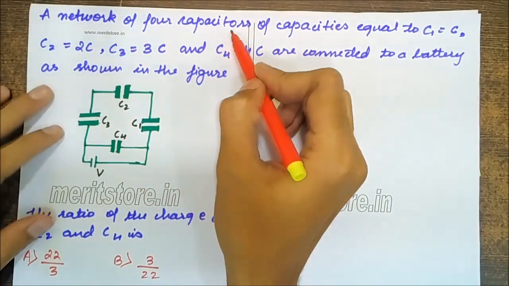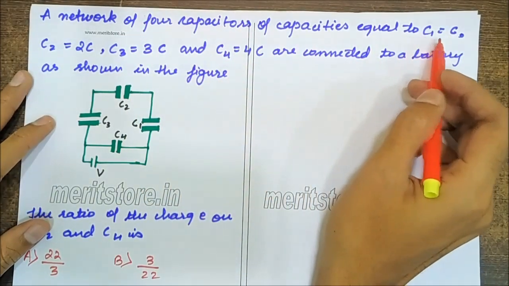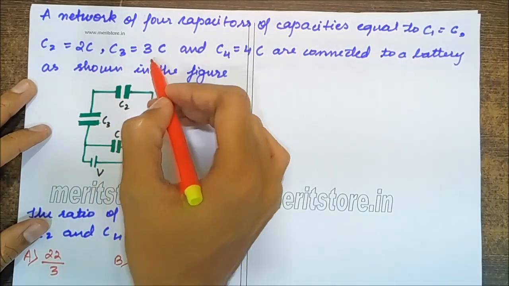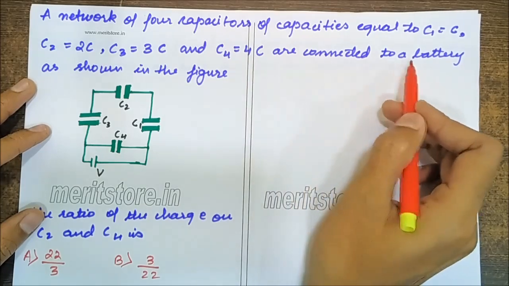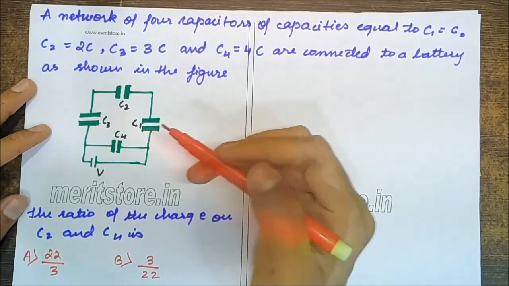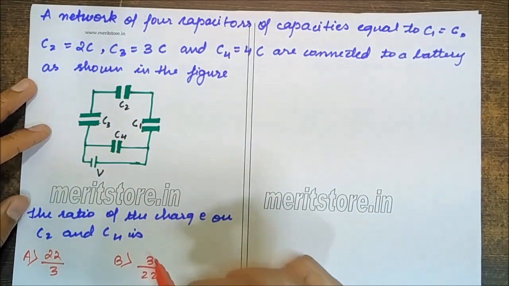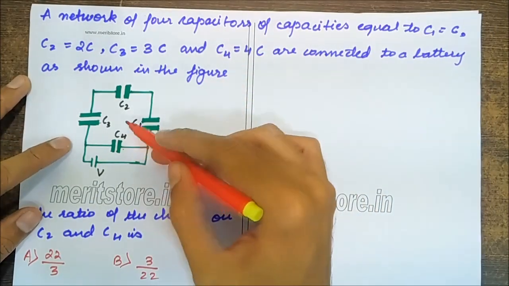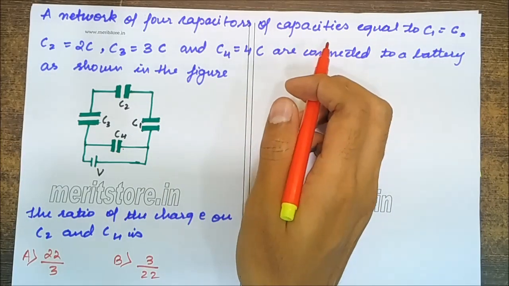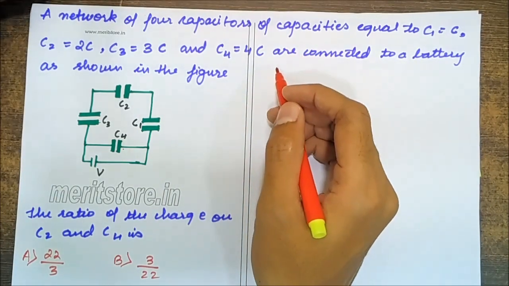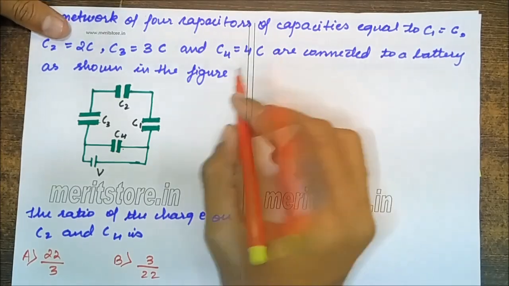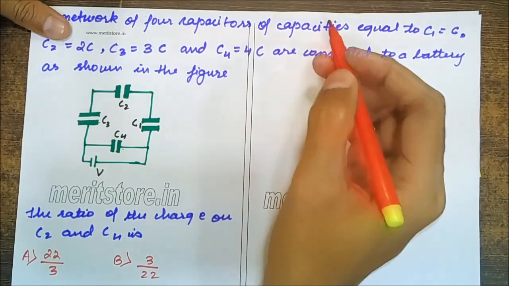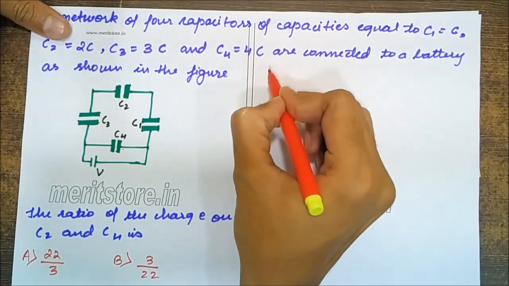A network of 4 capacitors of capacitance C1 equals 6, C2 equals 2, C3 equals 3, and C4 equals 4, C are connected to a battery as shown in the figure. So this is the connection. The ratio of the charge on C2 and C4 is, so we need to find the ratio of the charge on C4 and C2, that is Q4 and Q2, we need to find out. So first we'll find the amount of charge which is passing through this entire circuit. That will be first the charge which is flowing through C4.